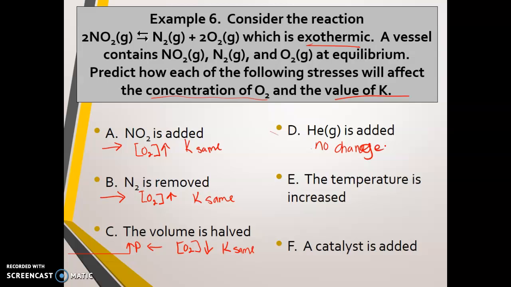When the temperature is increased, that is going to shift. Since this is an exothermic reaction, it's going to shift to the left. And since we're shifting to the left, the oxygen concentration is going to decrease. And the K value is going to decrease. And then a catalyst is added. That is going to have no change on the equilibrium system.